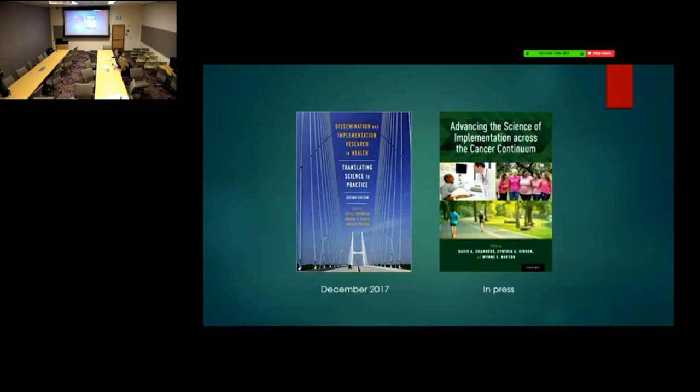On the left is this book called Dissemination Implementation Research in Health. A lot of people refer to it as the D&I Bible. So you can get a lot of information out of that book. It just came out a couple months ago. Oh no, 6 months ago. Really, it came out mostly like January. And then there's more specialized books coming out. Like this is on implementation in cancer.